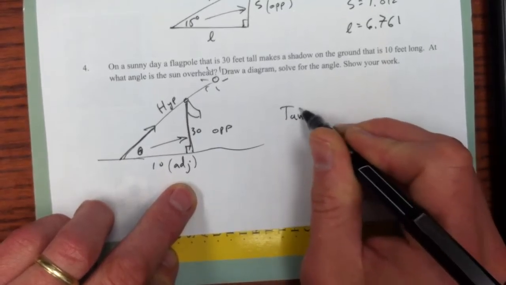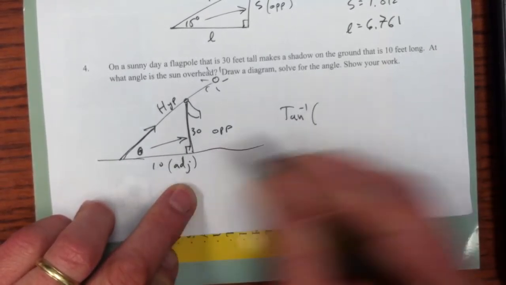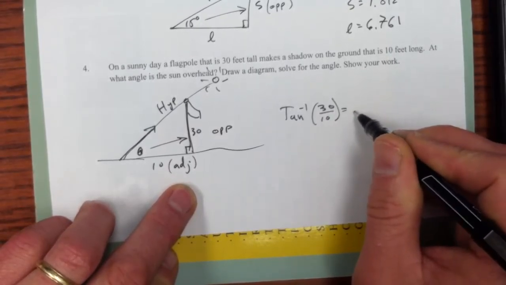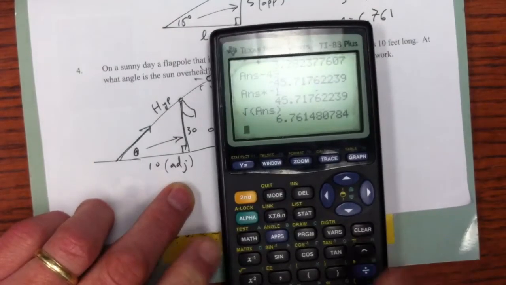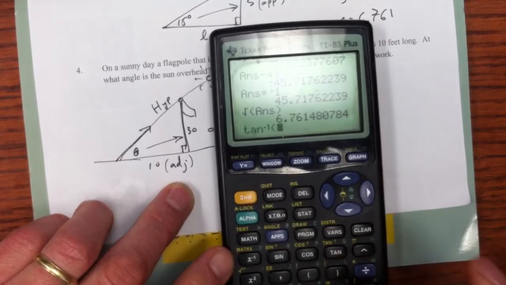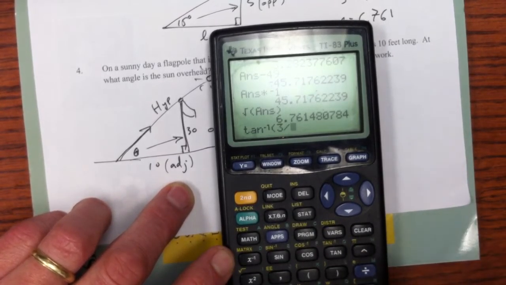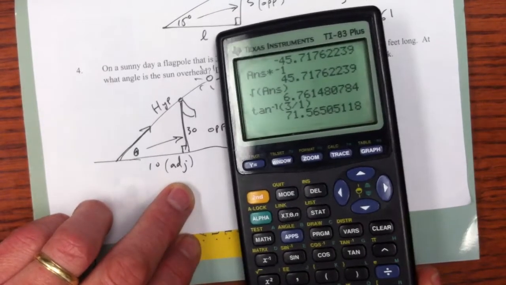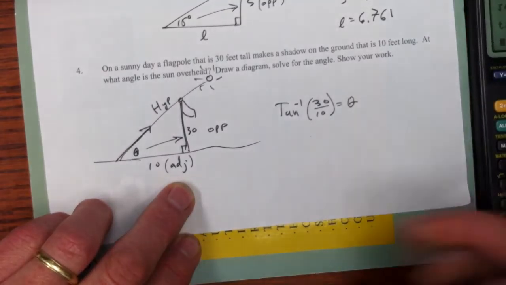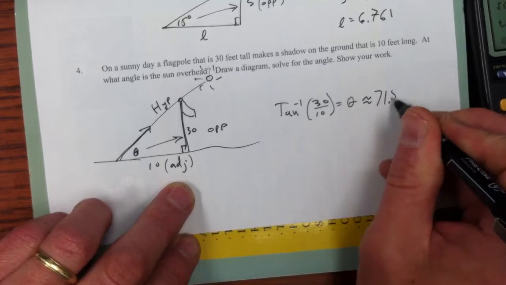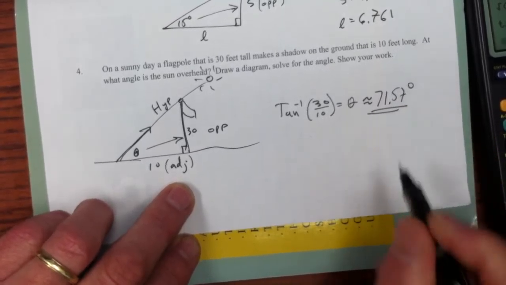That's the only side that's left over. So tan to the -1 of opposite over adjacent, 30 over 10, is equal to my angle theta. So I get my calculator. Second tangent, 3 divided by 1. Oh, I don't have to do 3 divided by 1. 30 divided by 10, same as 3 divided by 1, just saving keystrokes. 71.57 degrees. Okay. On to the last page here.